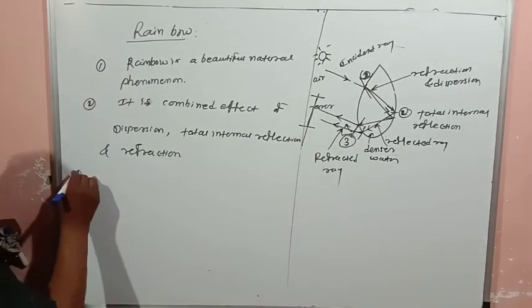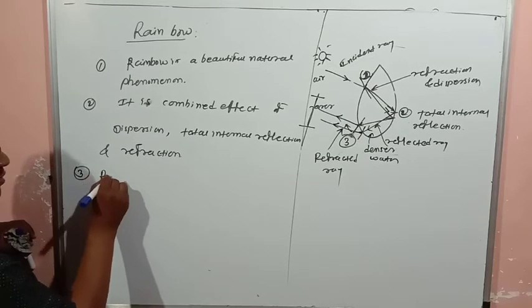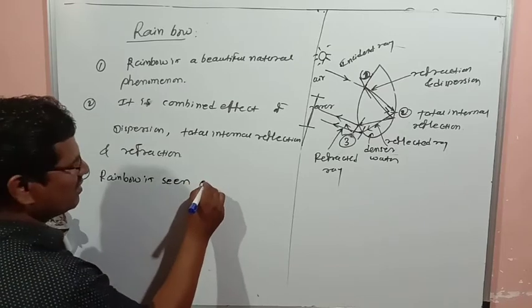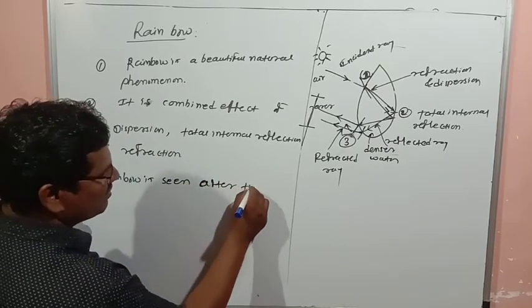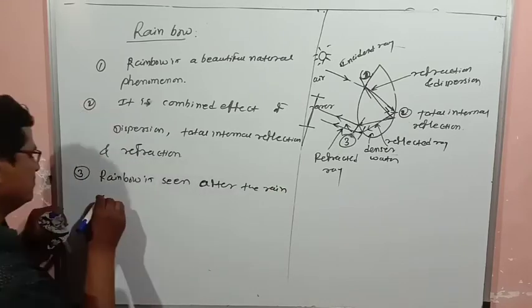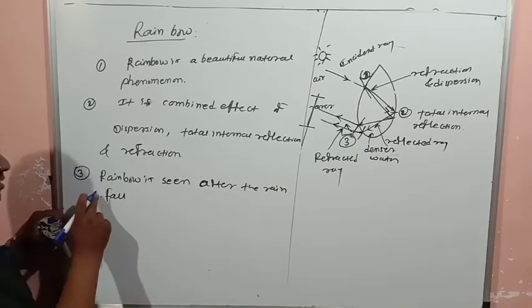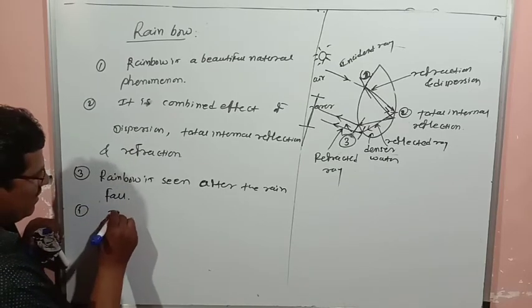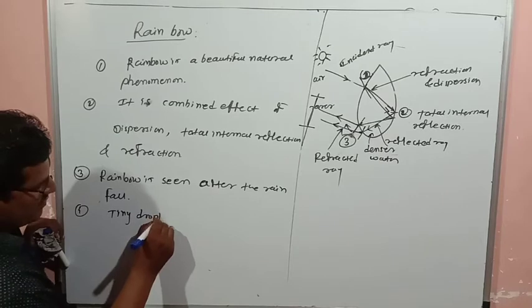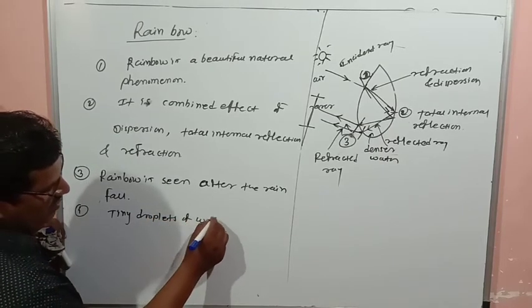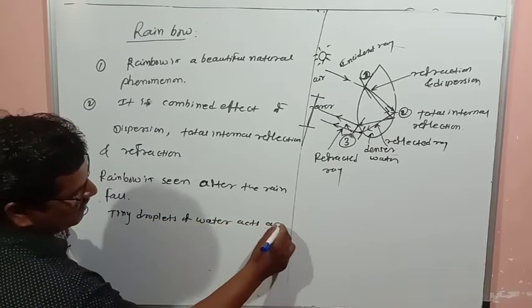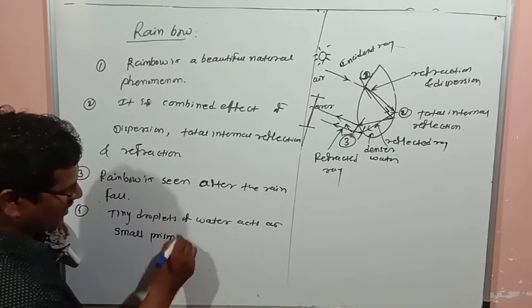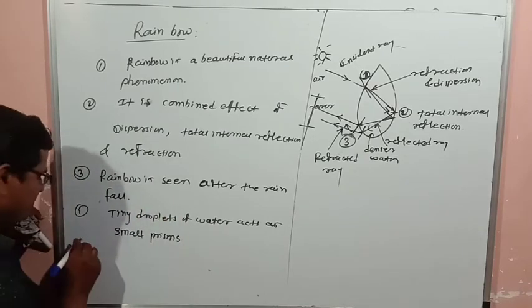Now the third point: a rainbow is seen after the rainfall. Next point: tiny droplets of water act as small prisms.